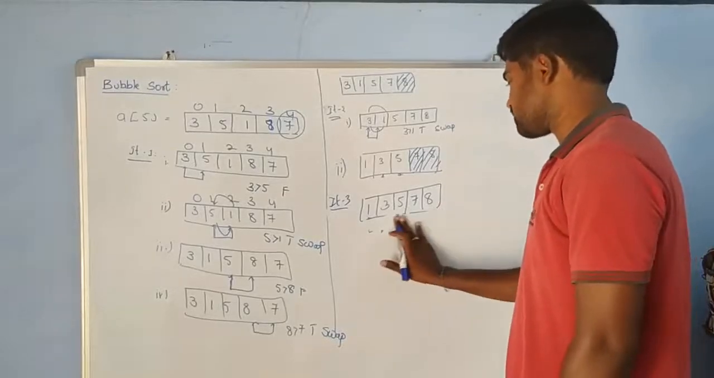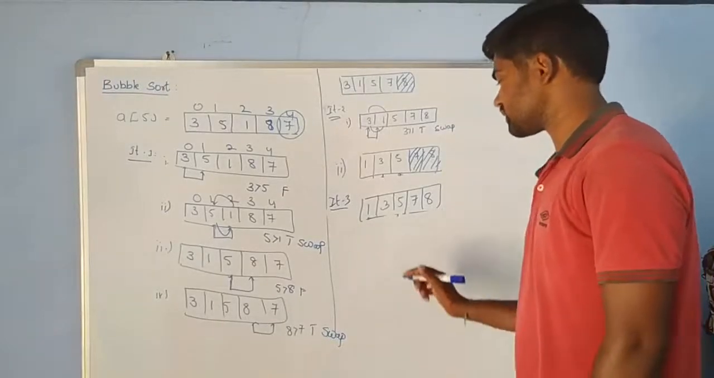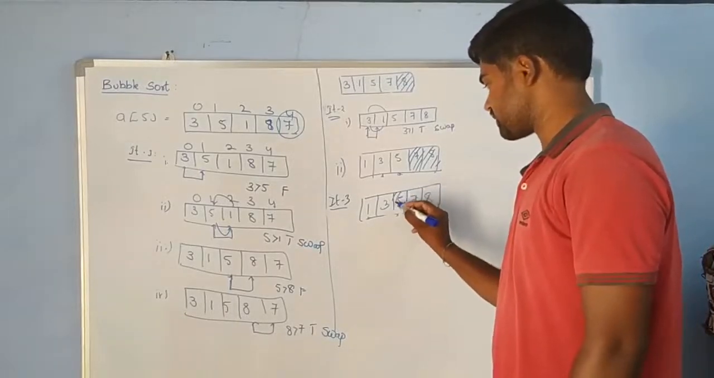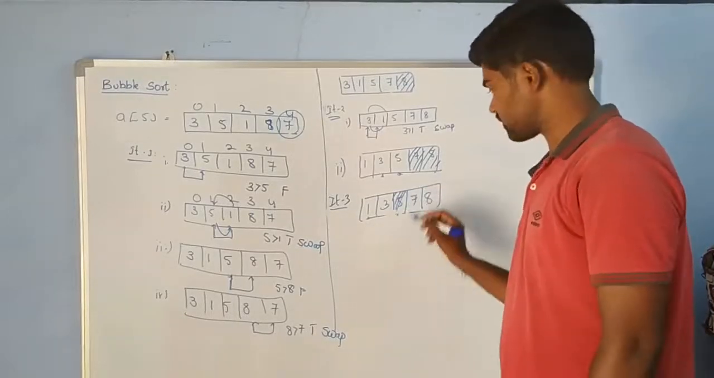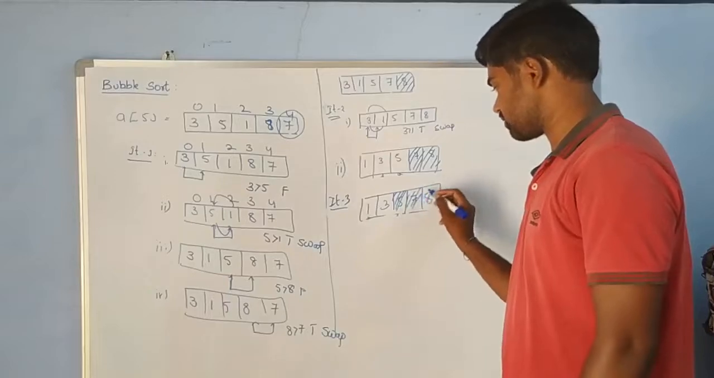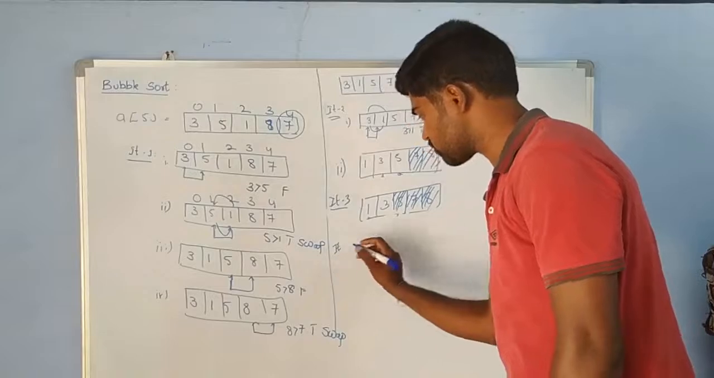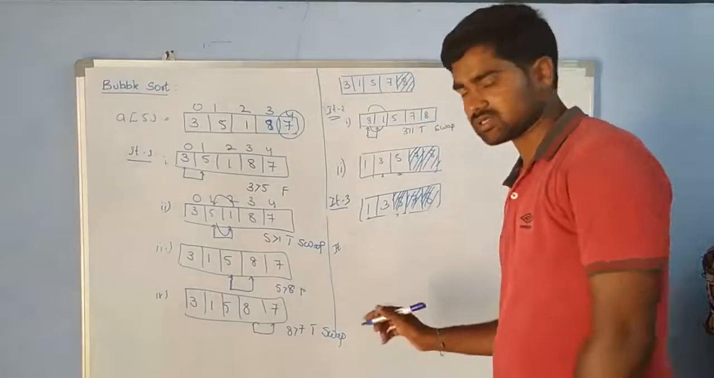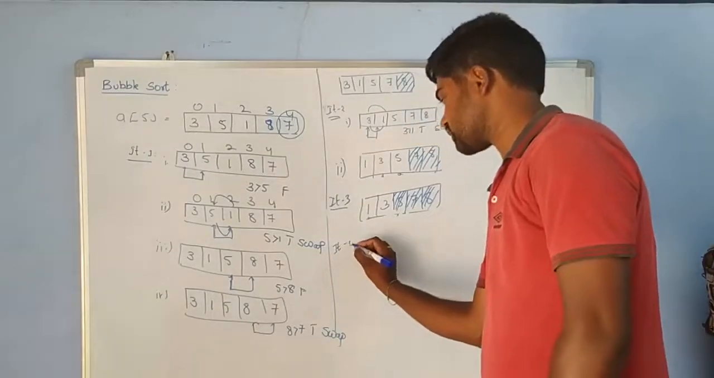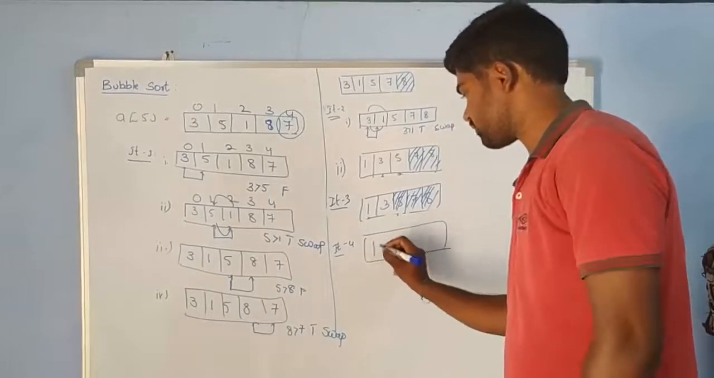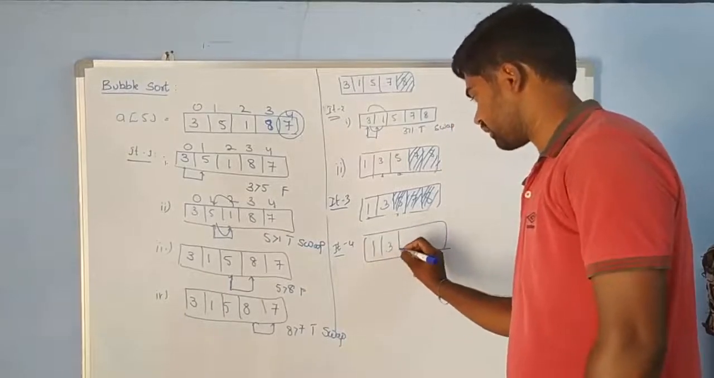So now what will happen? By this you can say that 5 is in sorted order, 7 is in sorted order, and 8 is in sorted order. Similarly, there are no comparisons and no swapping. That's why we can take iteration number 4. So we need to compare just 1 and 3.